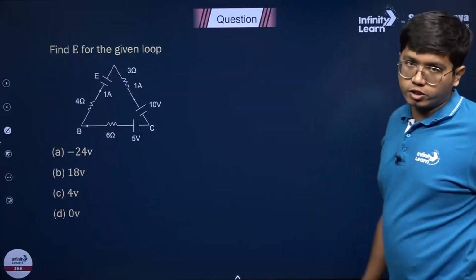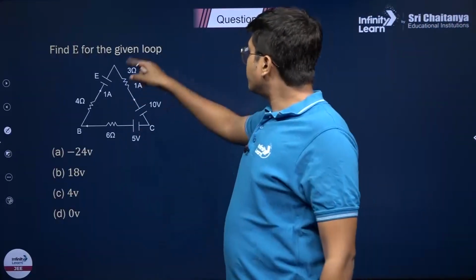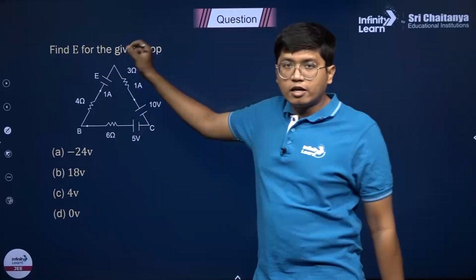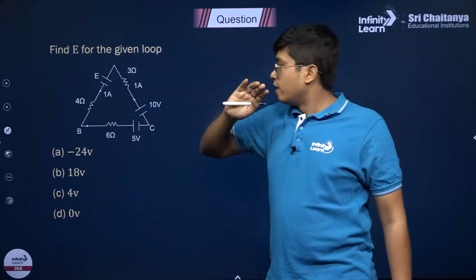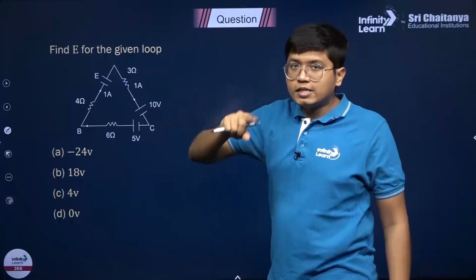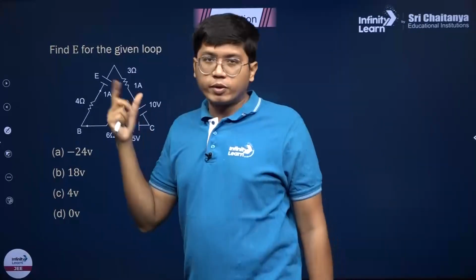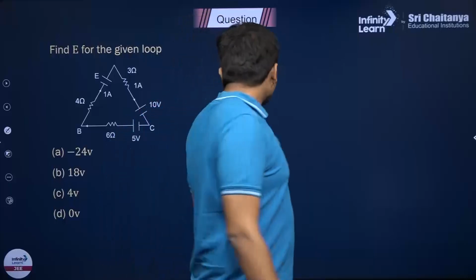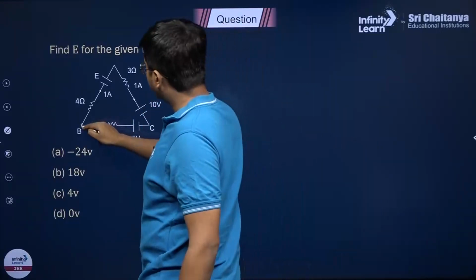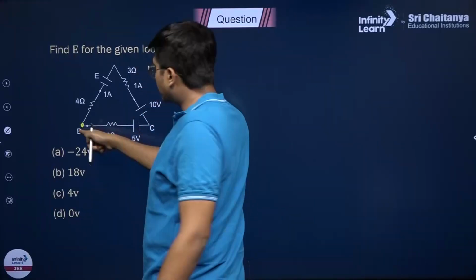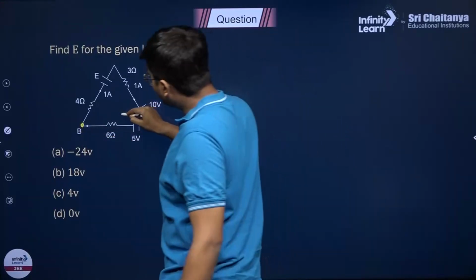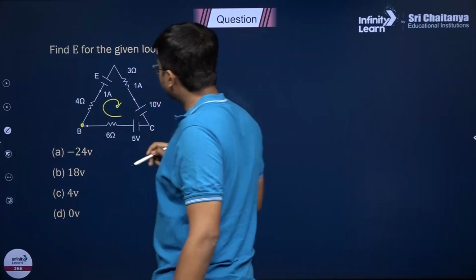Now we move on to the questions. This one says we need to find E, the unknown EMF of this loop. This is a complete loop, which means I can write Kirchhoff's voltage equation for this. So let's do that. First up, let's start at this point B. We'll start at B and then circle back to B over here. And I'll move the loop in this direction.